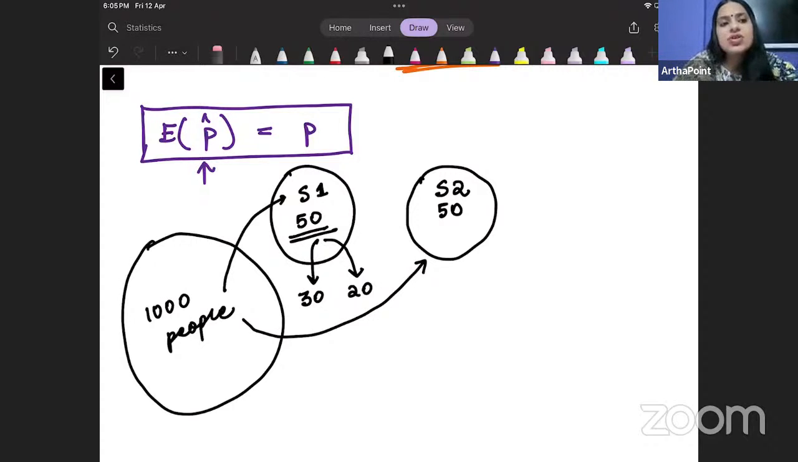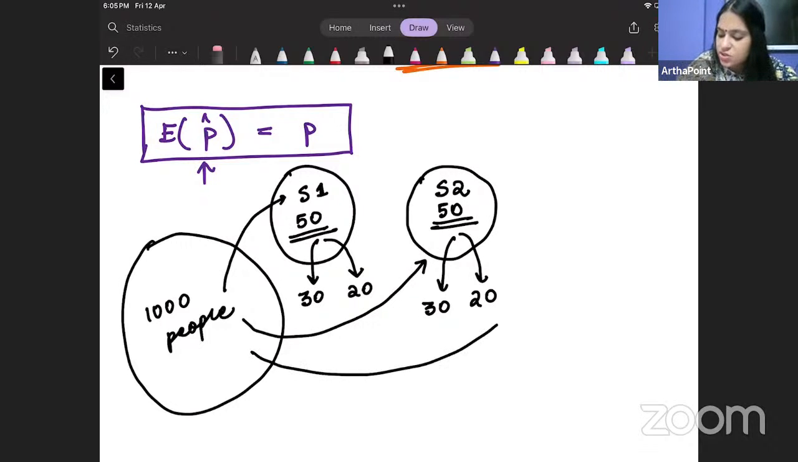And I ask the second student, बेटा can you survey and ask people whether they have watched this movie or not? एक बार जरा पता करके बताओ. So he in his sample finds out that out of this 50 people, 30 people have watched the movie and 20 people have not watched the movie. He also gets the same result.